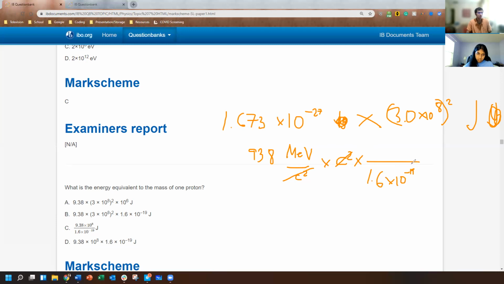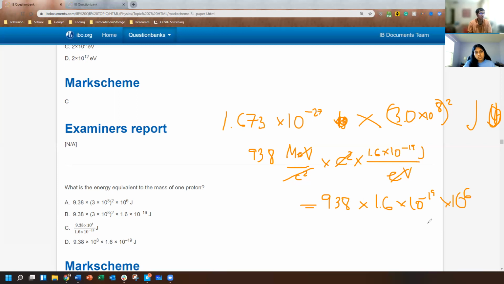Nope. We need to put that in the numerator. 1.6 times 10 to the negative 19 joules. We have 1 electron volt. And now electron volts will cancel, and then we'll be left with joules. So we'll have 938 times 1.6 times 10 to the negative 19 times mega. Mega is 10 to the 6, right? So I believe that is the answer. Now, which answer choice matches that?